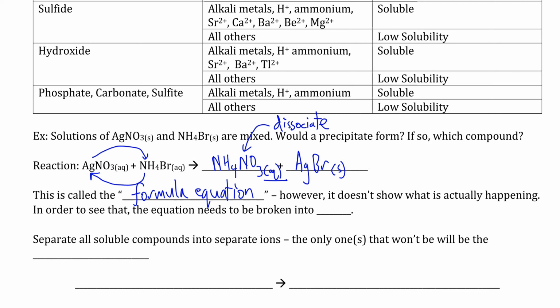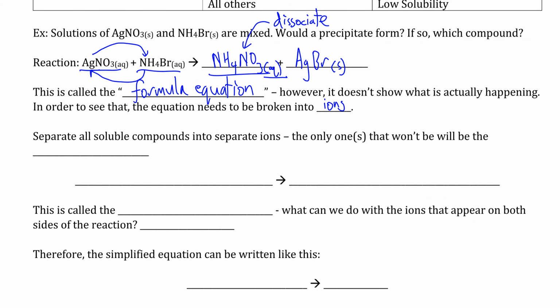So in order for this equation to be correct in terms of showing which ionic compounds have dissociated and which ionic compounds haven't, we need to take all of the compounds that will dissociate in solution and break them into separate ions. Therefore, if we look at our reactants, we see that both silver nitrate and ammonium bromide exist in solution form because the question explicitly says so, but we can check the solubility rules to show that both of these compounds dissolve fully in water.